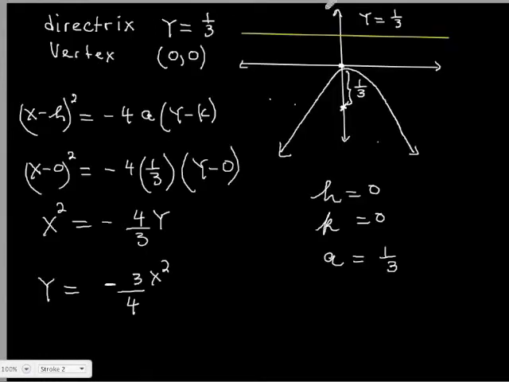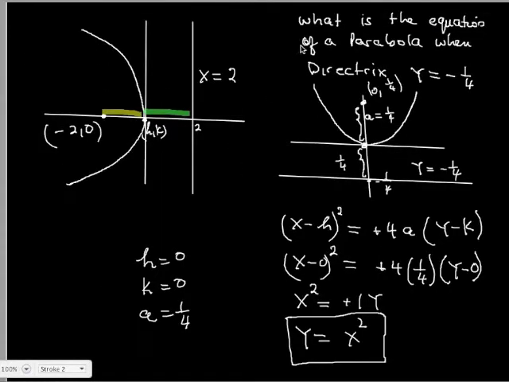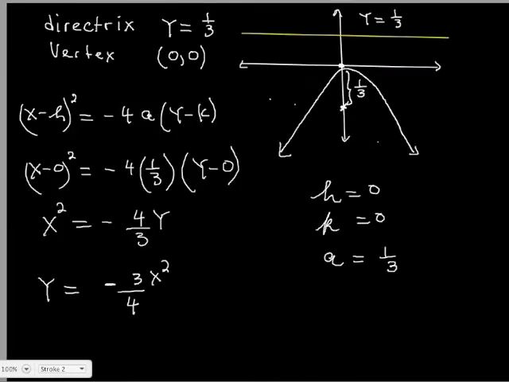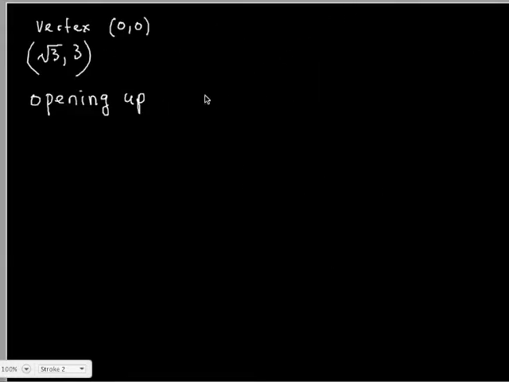In the previous problems, you were not told whether it's opening up or opening down, but your focal point and directrix told you how to sketch the graph. This time you're already told that it's opening up, so you don't really need to know your focal point. So let's just go ahead and plot this graph out, and it's going to look something like this. It's always nice to have a visual.